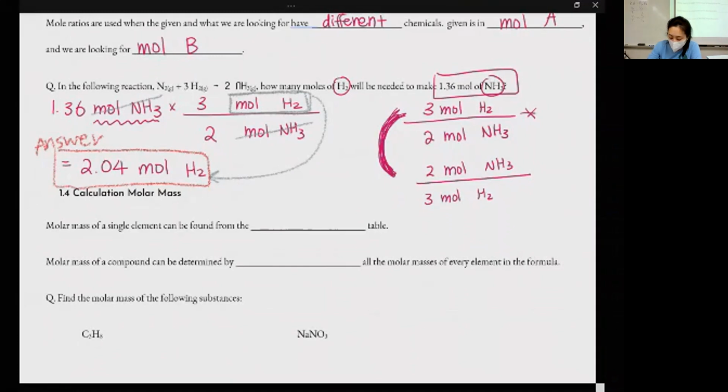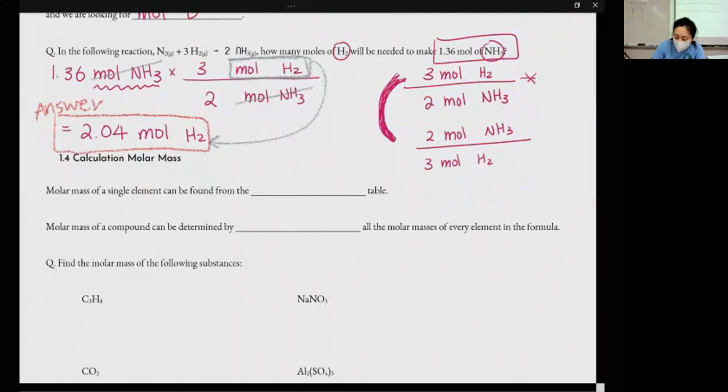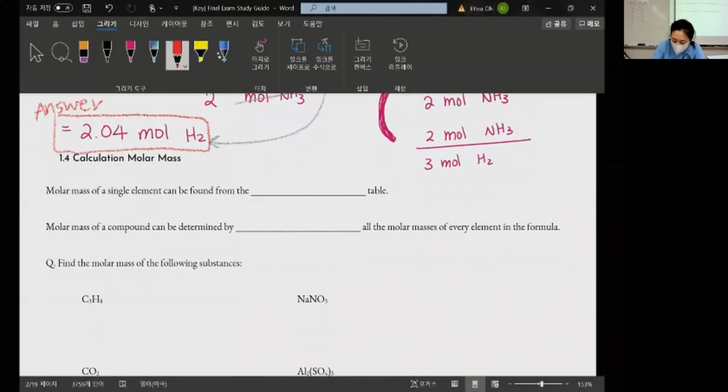All right, so let's move on to the molar mass. Molar mass is the mass of an element or a compound per 1 mole of that substance. It can be an element or compound. So the unit for the molar mass is, let me go and write that.